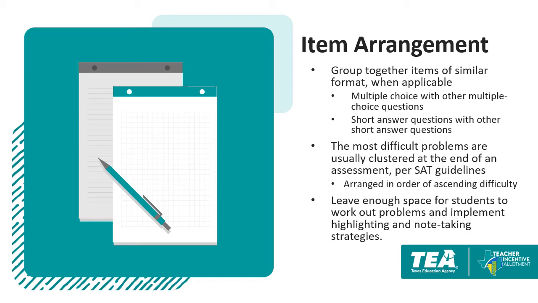For digital assessments, ensure that students have a place on their computer to work out problems and write notes. If this option is unavailable, students can use scratch paper in lieu of a digital space. Another point to make on item arrangement is to leave enough space for students to work out problems and implement their note-taking and highlighting strategies. If students don't have the room to implement practices learned in the classroom, this could affect the reliability of the assessment.